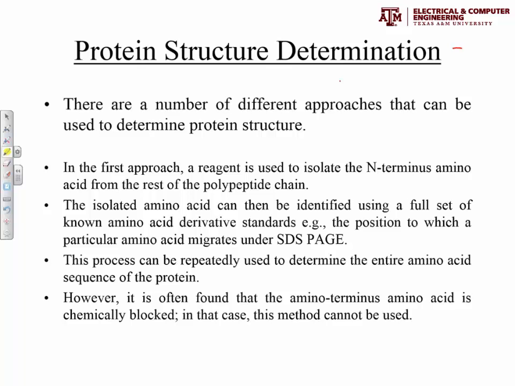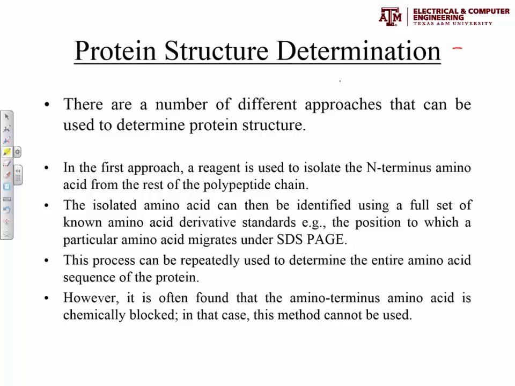So there are a number of different approaches that can be used to determine protein structure. In the first approach, you add a reagent that can cut off. See, if you have a protein, it's basically a bunch of amino acids that are linked together, and you have an amino terminus, or N terminus, on one end and a carboxyl terminus on the other, right? So the most obvious approach is if you can get a reagent that'll cut off the amino acid from the amino terminus, the first amino acid.